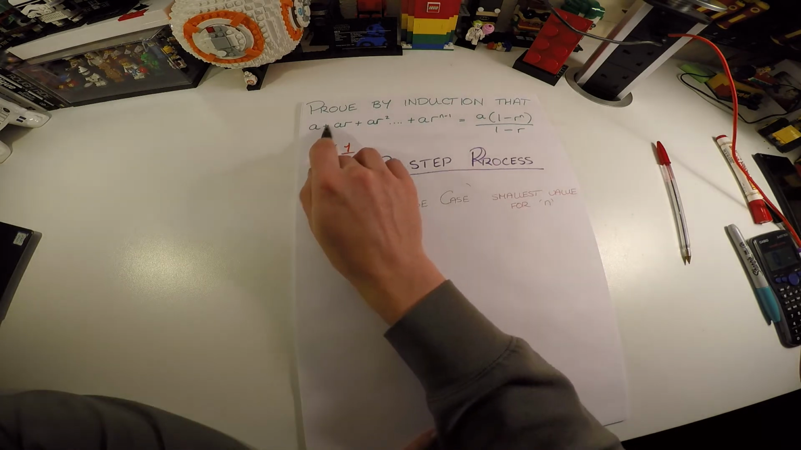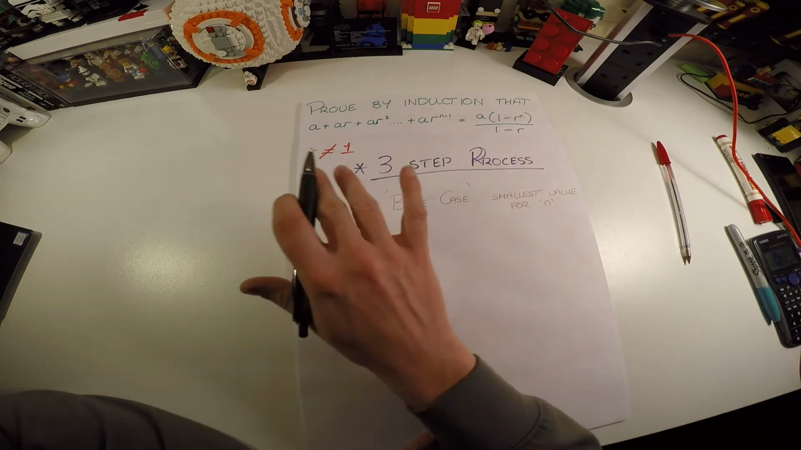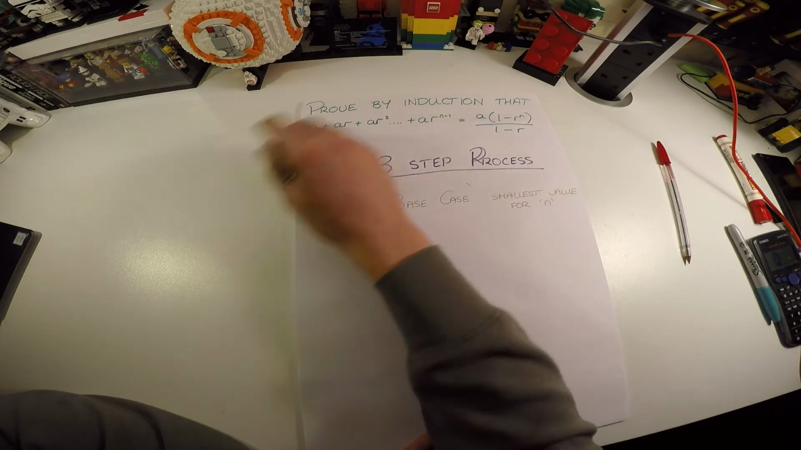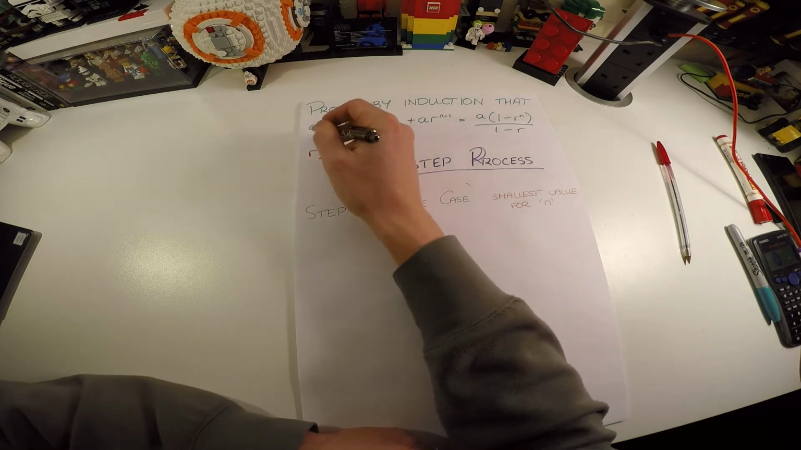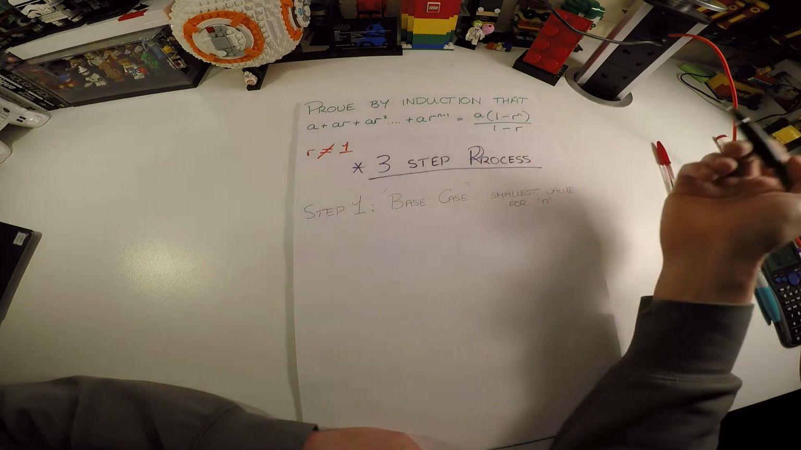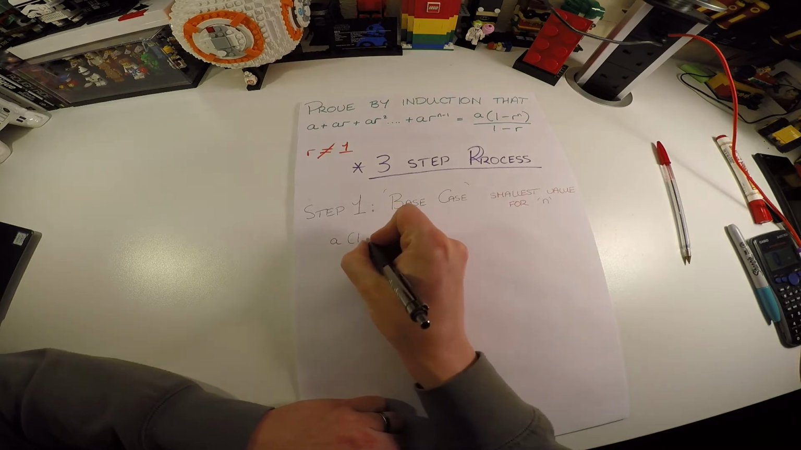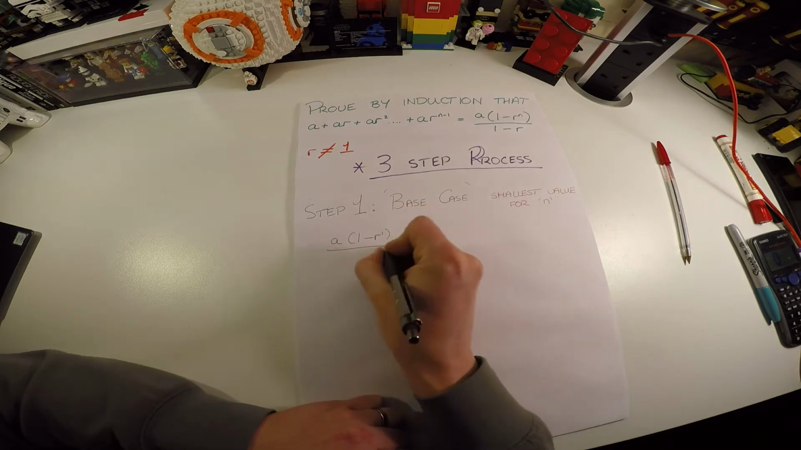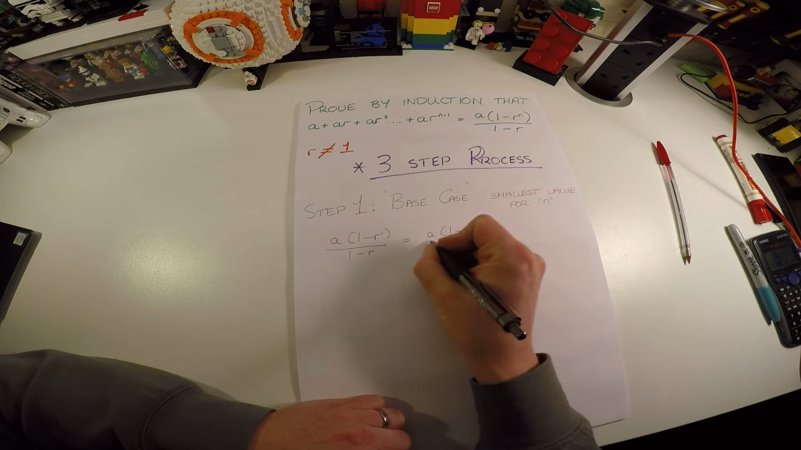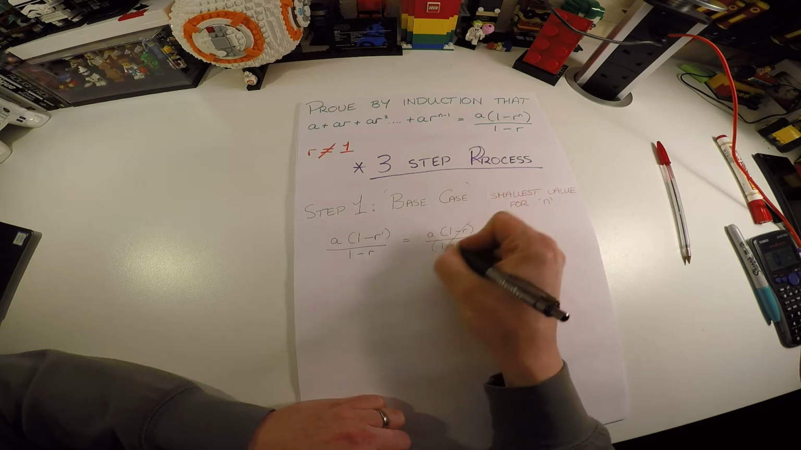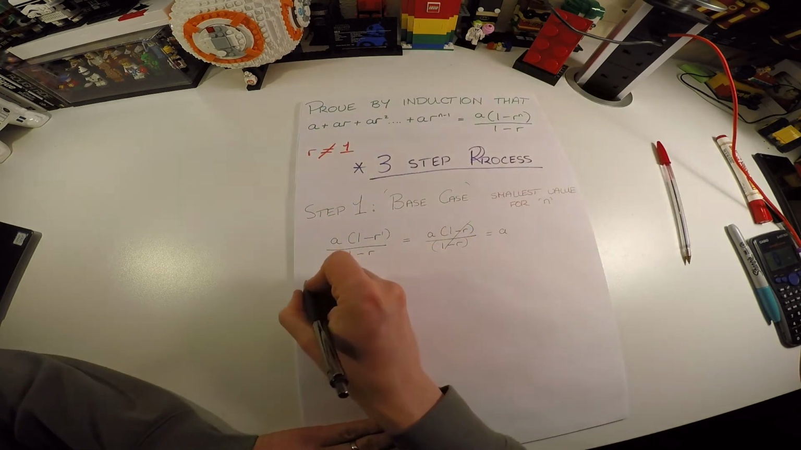It's technically a times r to the 0. So for the smallest value of n, that's literally the addition of the first term. Now we know that when we add up just the first term on its own, it's just a. So what happens if we replace n by 1? Does it work for that? Well, a times 1 minus r to the 1 over 1 minus r is essentially a times 1 minus r over 1 minus r, and of course they cancel, leaving a. So we can see that if we sum the first term, we should just get a.